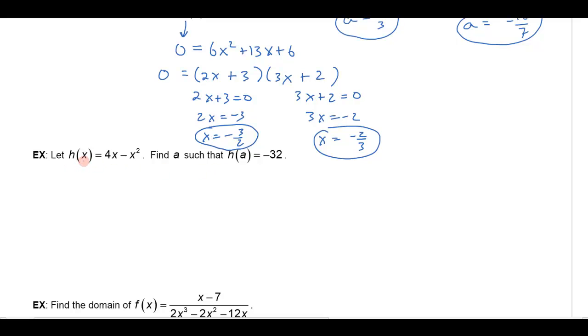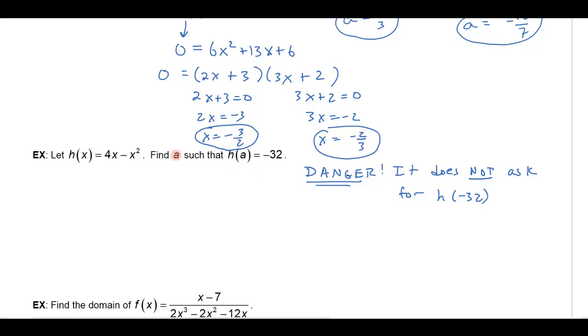It says here's a function h of x, and we're asked to find a such that h of a is negative 32. Now be very careful that this problem does not say find h of negative 32. Okay? So let's write a big danger here. First time students see this, sometimes they're confused. It does not ask for h of negative 32, right? H of negative 32 would say, what's the output when I plug negative 32 in? But that's not what it's saying.